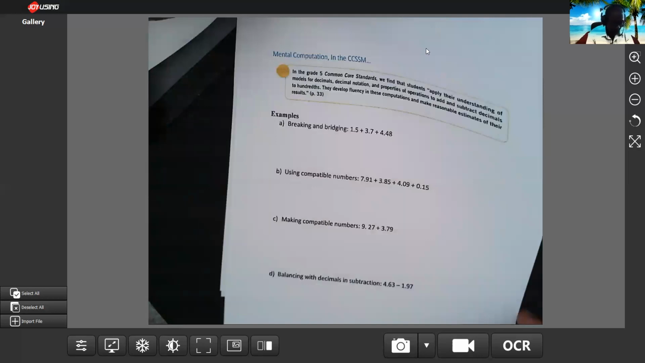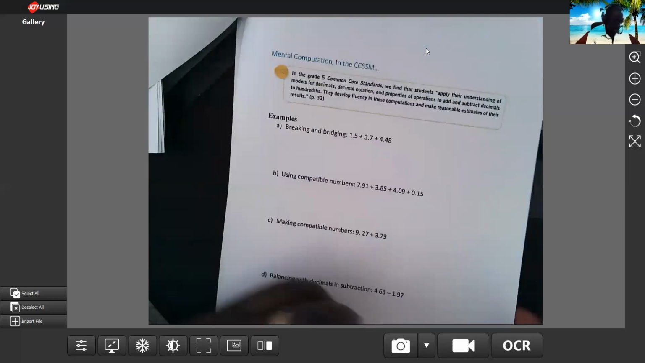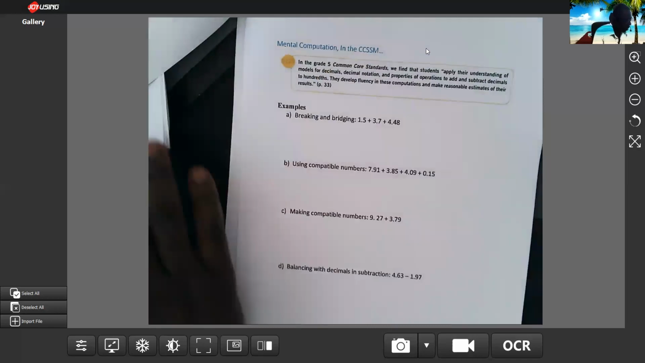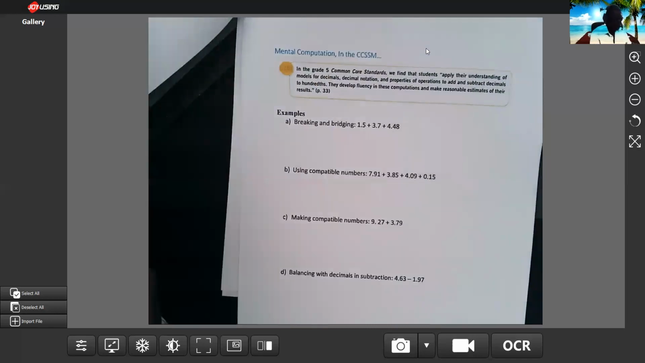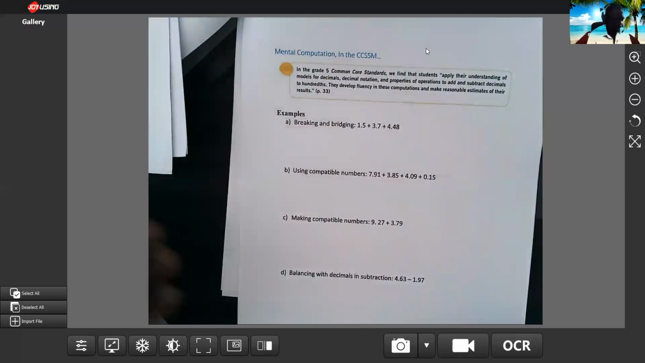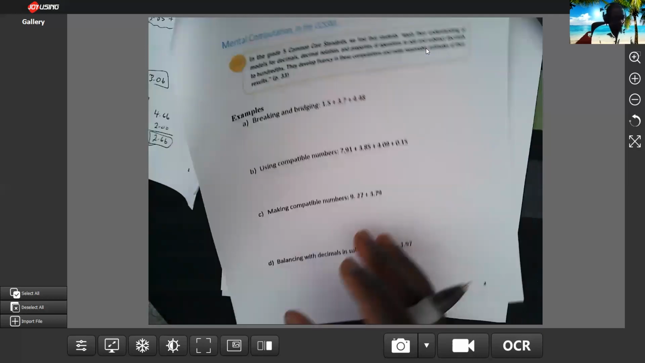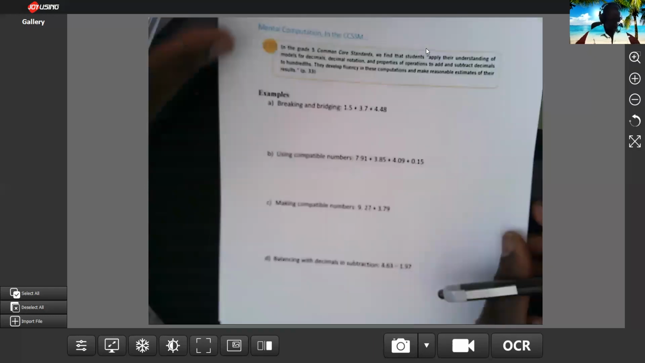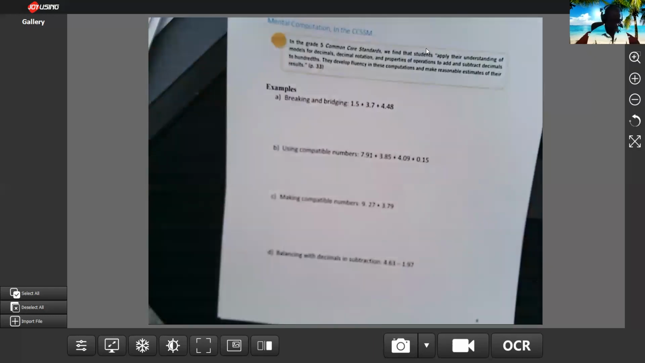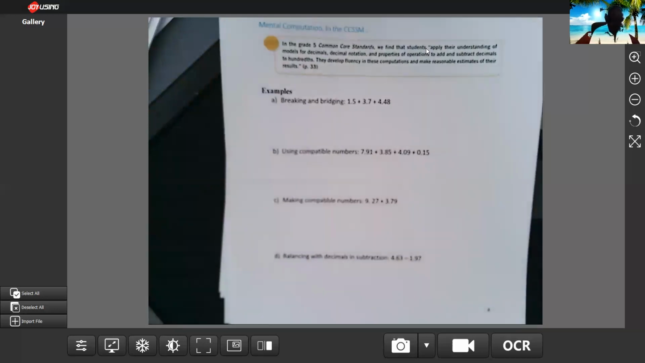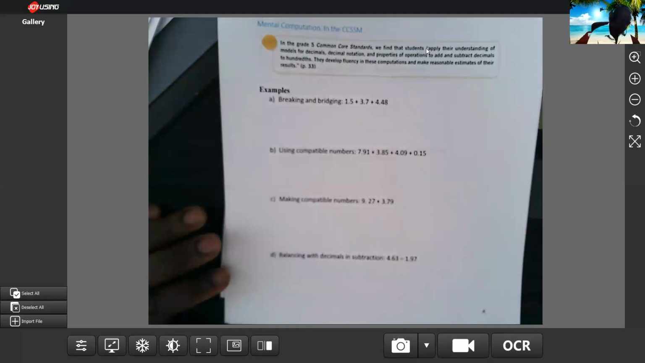The next page, we're going to look at some mental computations. Now, all these strategies that we learned before, we don't forget them. When we did the whole numbers, all the strategies, breaking and bridging, finding compatible numbers, and so on and so forth, you don't get rid of them. So you are computing this mentally: 1.5 plus 3.7 plus 4.48.